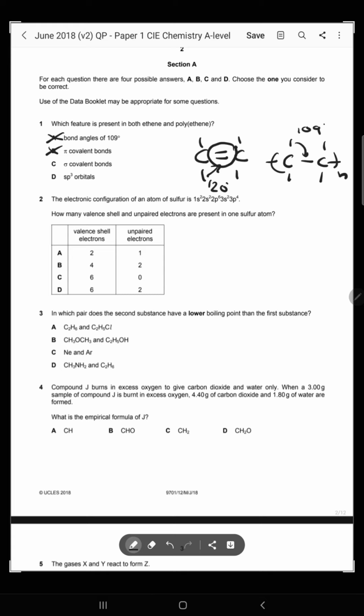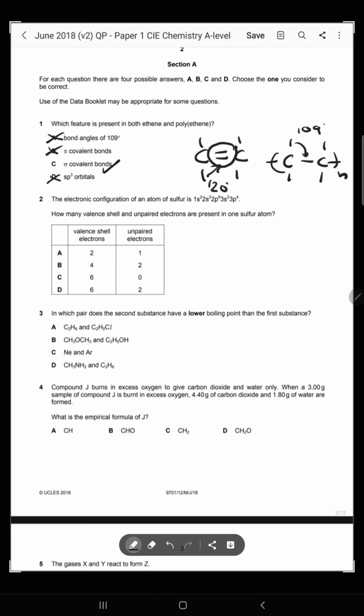For sigma bonds, both single bonds and double bonds contain sigma bonds. So sigma bonds is going to be the right answer. As for sp3 hybrid orbitals, only the single bonds, that is polyethene, is going to have sp3 hybrid orbitals. So D is going to be wrong as well.